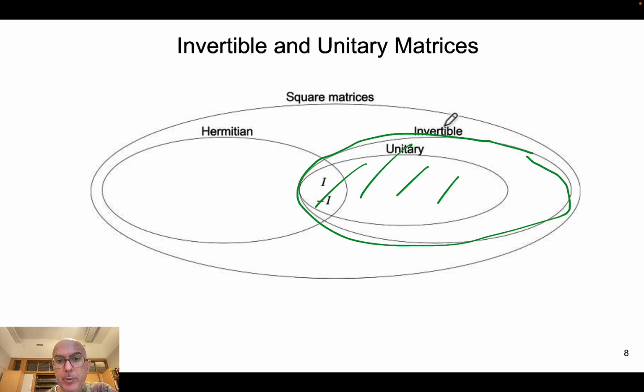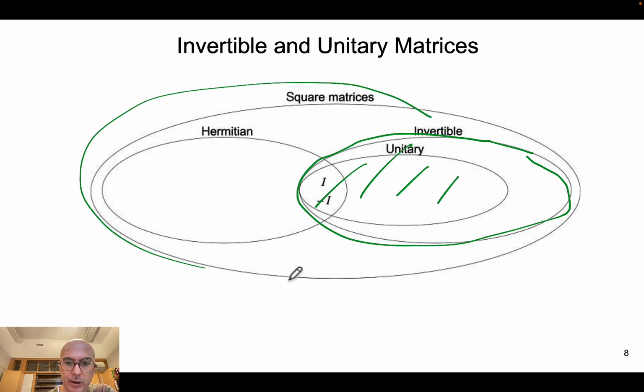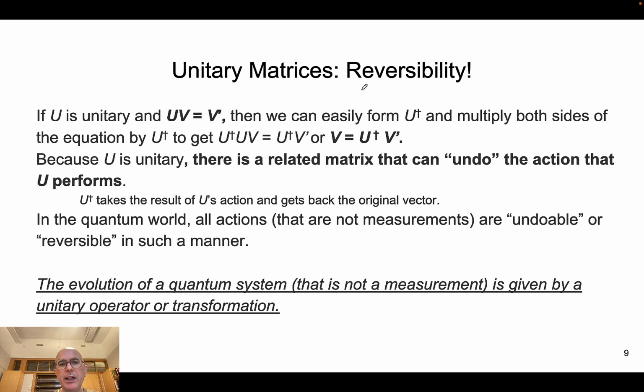And because these are invertible, this must also be square matrices. So why is it important to have unitary matrices in quantum computing? Well, this is related to the fact that operations in quantum computing must be reversible.